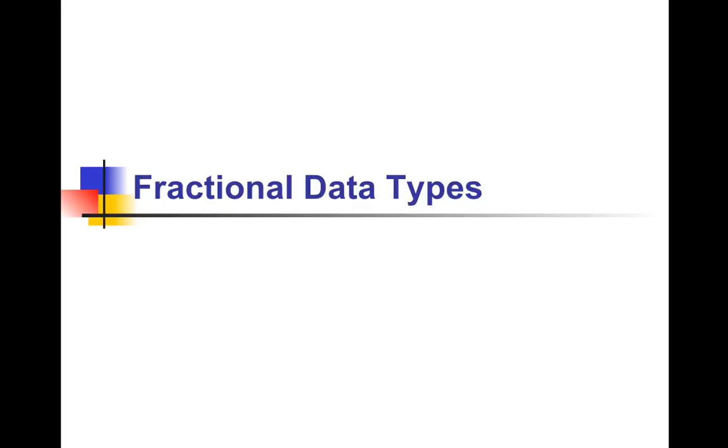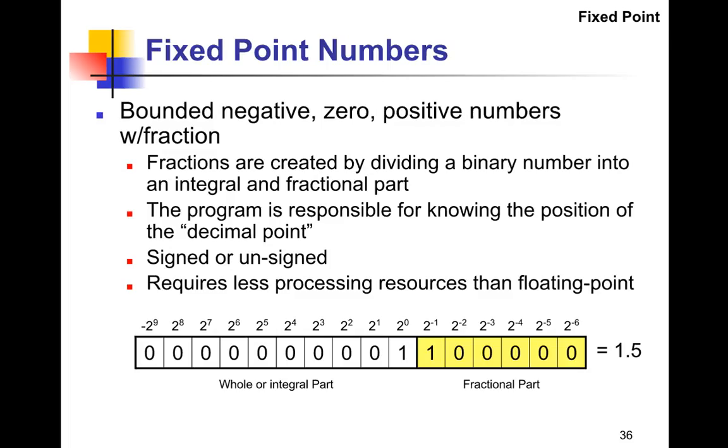Okay, so let's look at some fractional data types. Today we're going to look at a way of representing numbers that have fractions in them. And the simplest way is called a fixed point number. And basically, in some way, what we've already been doing is a fixed point number, but the decimal point was fixed at the end of our binary sequence. But we could move the decimal place somewhere else.